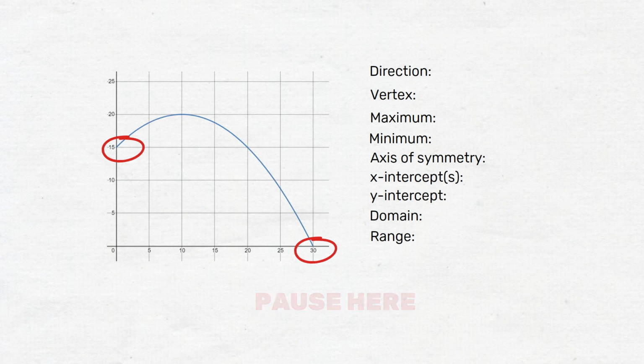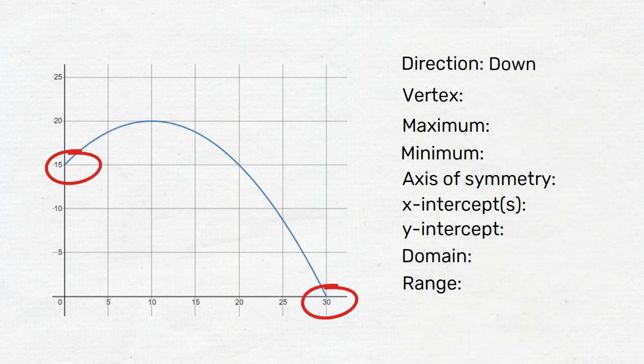Welcome back. Let's go through our 9 answers. So looking at the graph, we can see that the direction of opening is down. Our vertex is at 10, 20. Our maximum value is at our vertex because the graph opens down, and it is 20. Our minimum value in this case isn't going to be -infinity because the graph stops. So our minimum value is actually going to be 0 because that's the lowest y value the graph reaches.